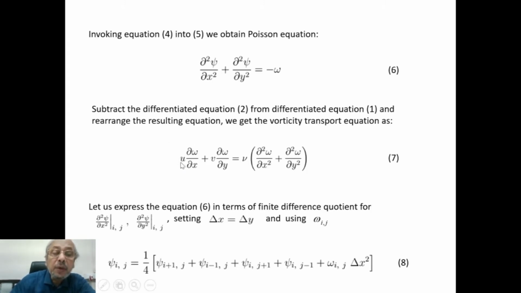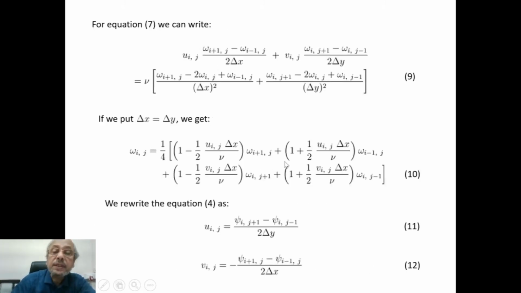So this will be uij, this will be central difference of omega at ij point. This will be Vij, this will be central difference of omega in y direction at ij point. And nu into diffusion terms, which will also be discretized by central differencing. We have exactly done that, what we said. This becomes equation 9.